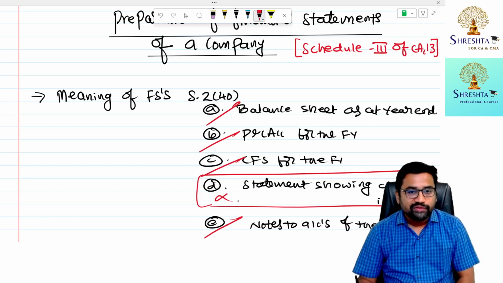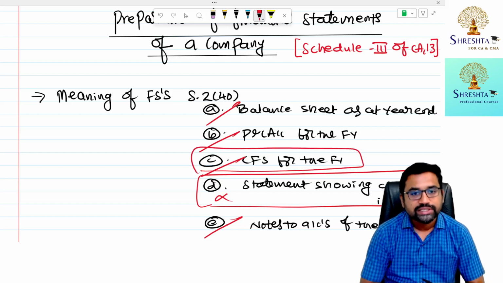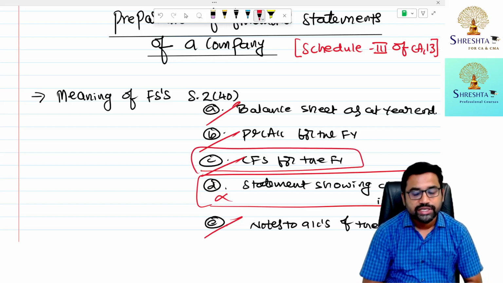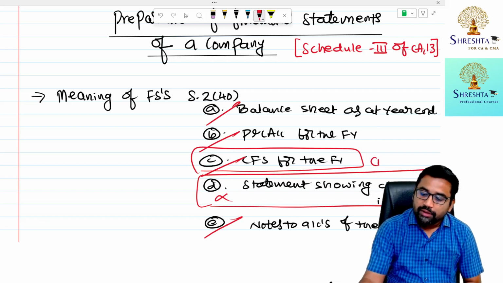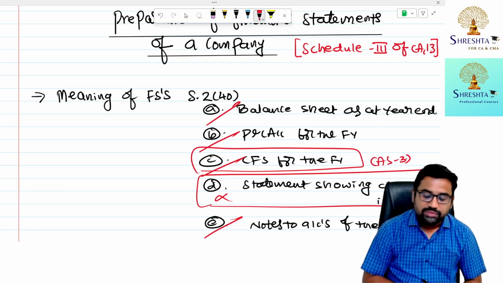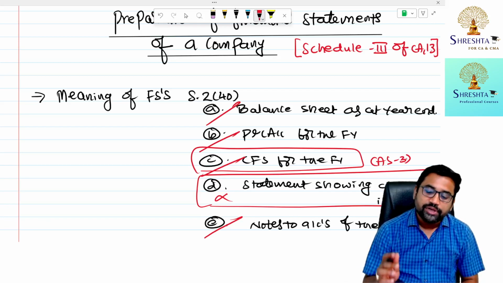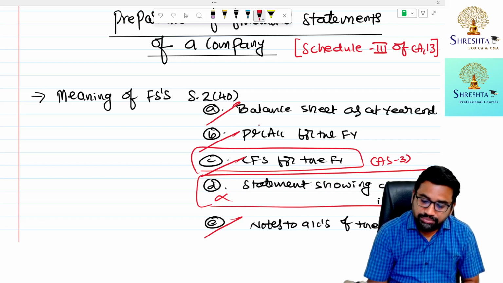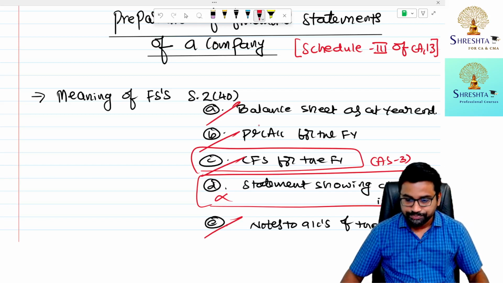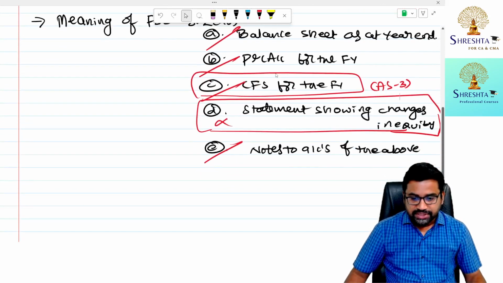So the remaining 4 we are going to discuss, but the cash flow statement will be discussed in a separate chapter, because it is to be discussed interlinking with Accounting Standard 3. So therefore it will be a separate chapter. In effect, in this chapter we are going to cover what? Balance sheet, P&L and notes to accounts. So this is the meaning of financial statements.